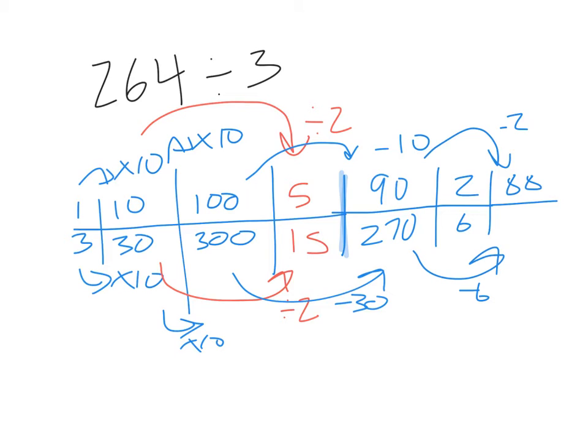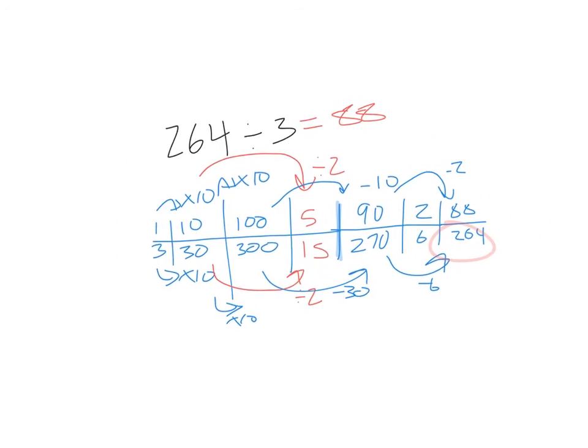270 minus 6 is 264. Now, I have reached my goal. Hooray, we are good to go. And I found my answer using that ratio table. My answer being 264 divided by 3 is 88.